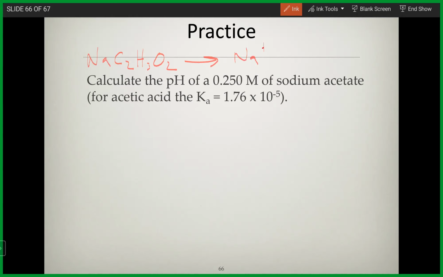When we take sodium acetate, we'll have the sodium ion be produced, and we'll have the acetate ion be produced. Because this is a very soluble ionic compound, we're essentially just going to have it completely dissociate. So we can assume that the initial concentration of sodium acetate is also going to be the concentration of the sodium ion, and also the concentration of that acetate ion.